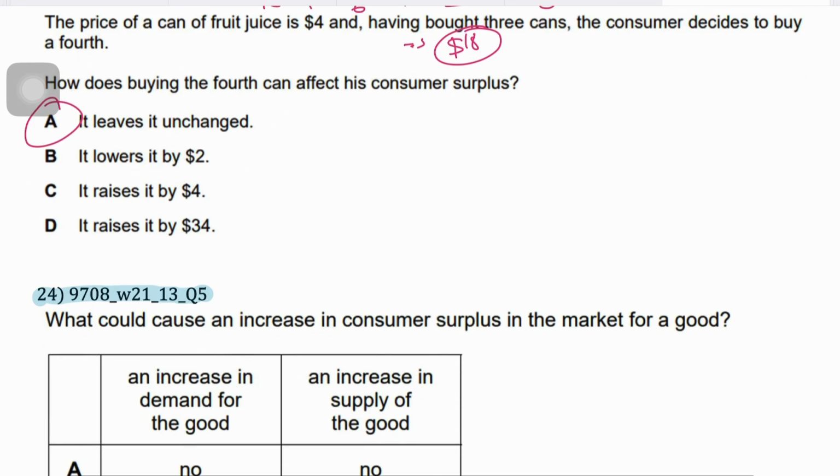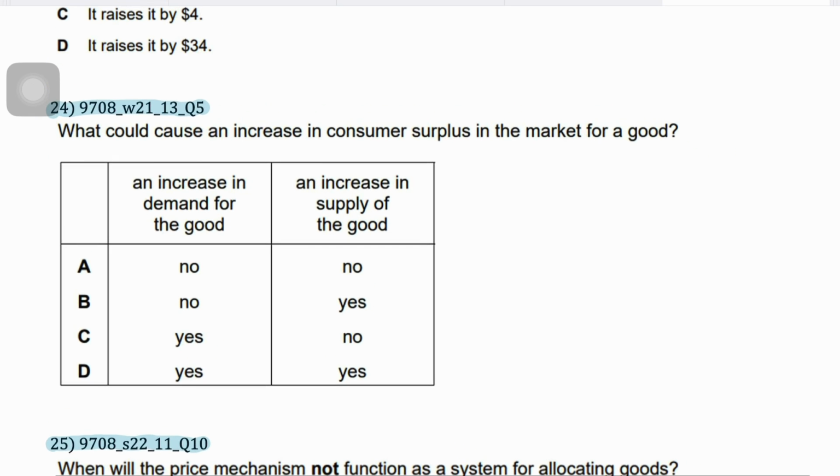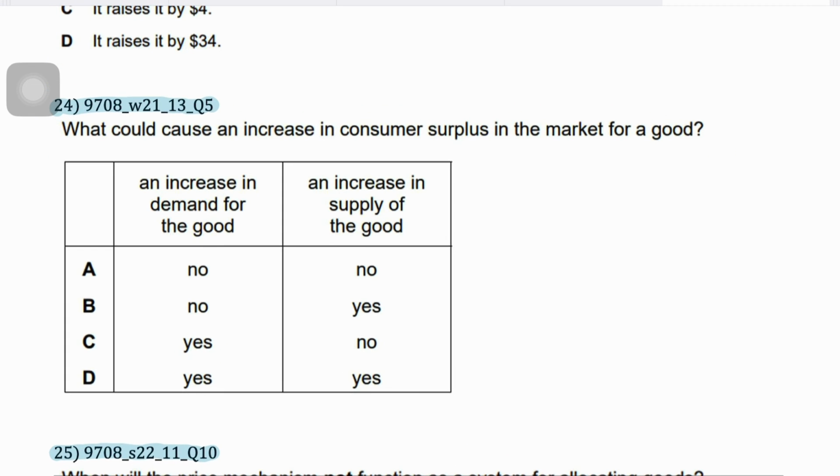Question number 24 says, what would cause an increase in consumer surplus in the market for a good? Okay, so they've given an increase in demand for a good and an increase in supply of a good. First of all, remember that whenever the demand goes up, you are willing to pay more. So obviously your consumer surplus has to go up. And when your supply goes up, your cost of production is going down, so your producer surplus is going up as well. But because of a rise in supply, your price goes down, and that also has an impact on consumer surplus, because the consumers would end up buying more quantity now, so consumer surplus would go up as well. So the answer option should be D.